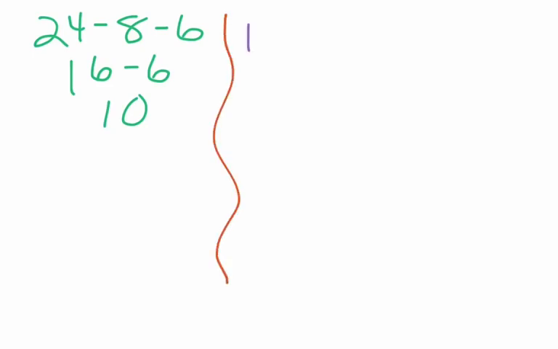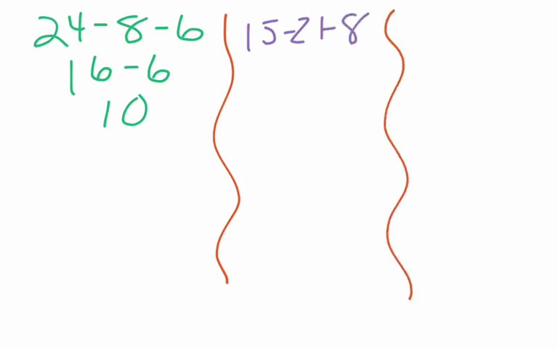Next one, we'll do 15 minus 2 plus 8. A lot of people will get this one wrong because in the order of operations, we often say adding before subtracting, but that's not how that works. Adding and subtracting go left to right. So if you try to add them first and do 2 plus 8, then you'd have 15 minus 10, which is 5, and you would have the wrong answer. So we're going to do 15 minus 2 first, which is 13, and then 13 plus 8 is 21.